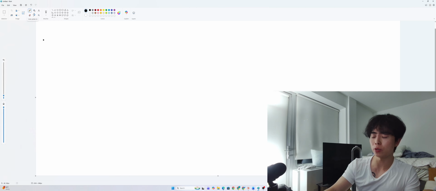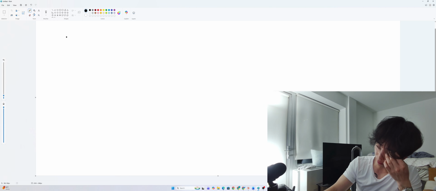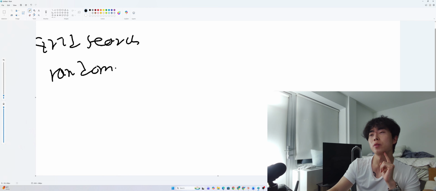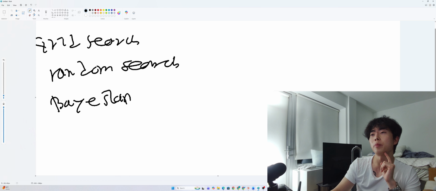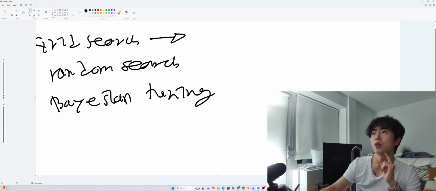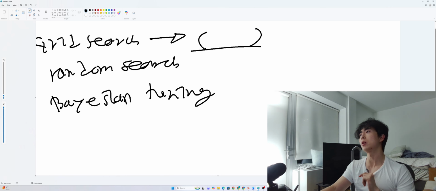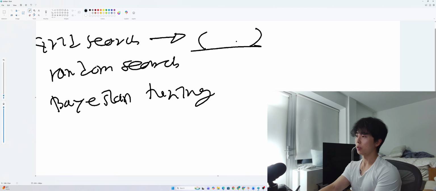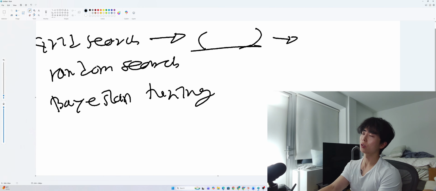And hyperparameter tuning, actually, there's grid search and random search and actually Bayesian tuning. Grid search is when you put in a set of hyperparameters and train the model with all the possible sets, all the possible pairs, meaning it takes forever. It takes such a long time.